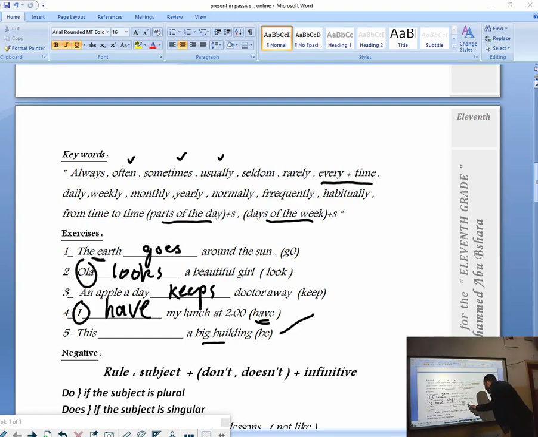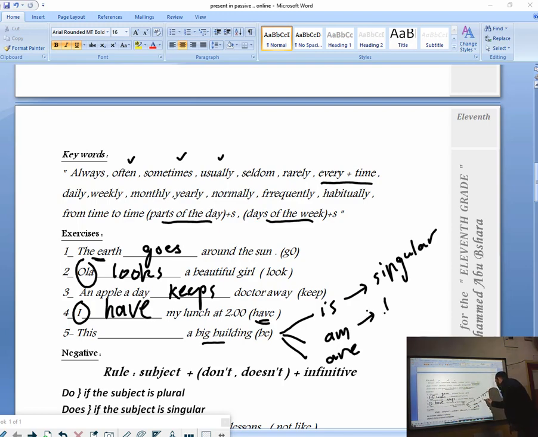Always be in the present. We divide it into is, am and are. Is for the singular, am we use with I, are for the plural.